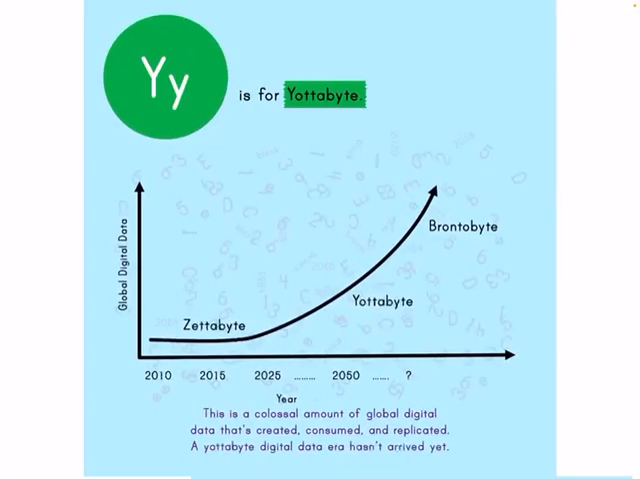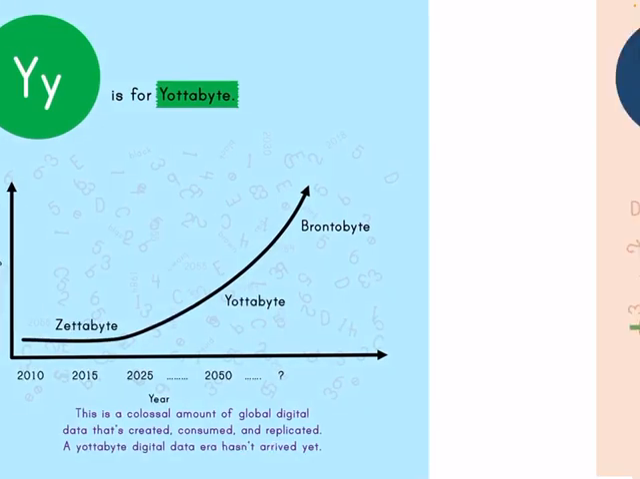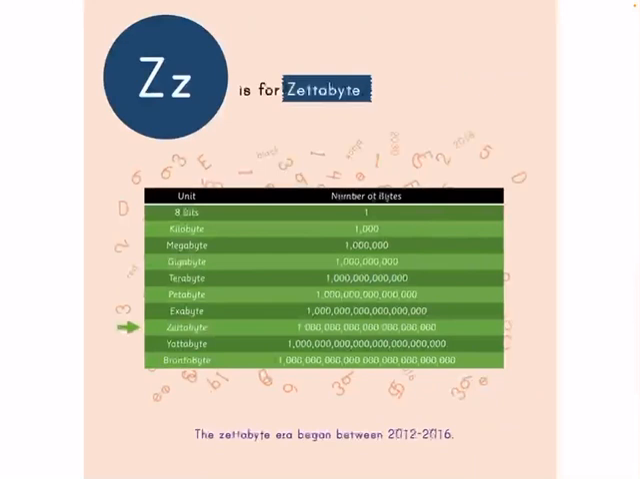Y is for yottabyte. This is the colossal amount of global digital data that's created, consumed, and replicated. A yottabyte digital data era hasn't arrived yet. Maybe it will come in 2015. Z is for zettabyte. The zettabyte era began between 2012 and 2016. So we are actually in the zettabyte era.